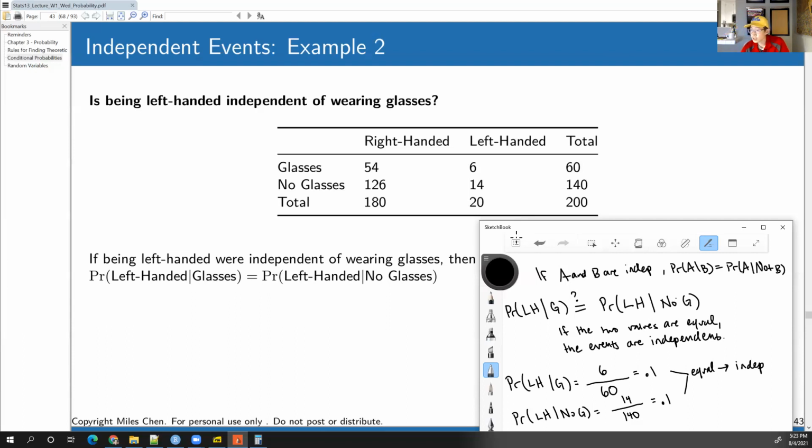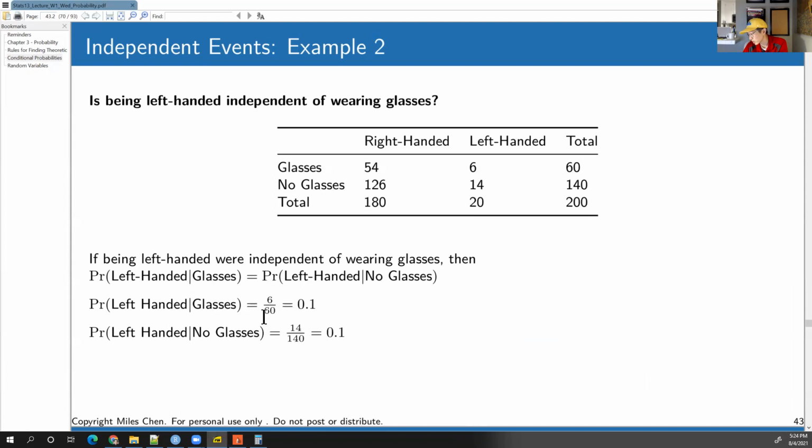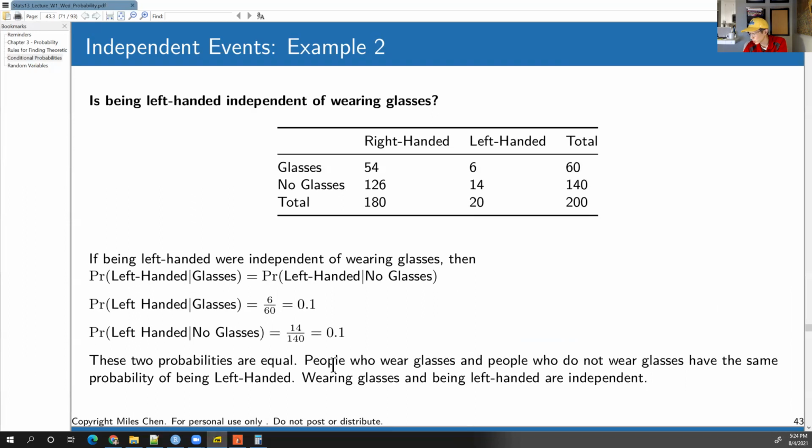Okay, so we have a question. It says, does it matter if you do left given glasses versus glasses given left? Yes, there are a few things we could check, and only some of these will satisfy answering our question. Here, I've done the answer work. Left-handed given glasses, 6 out of 60 is 0.1. Left-handed given no glasses, 14 out of 140 is 0.1. These two probabilities are equal, and therefore people who wear glasses and do not wear glasses have the same probability of being left-handed. We would say wearing glasses and being left-handed are independent.